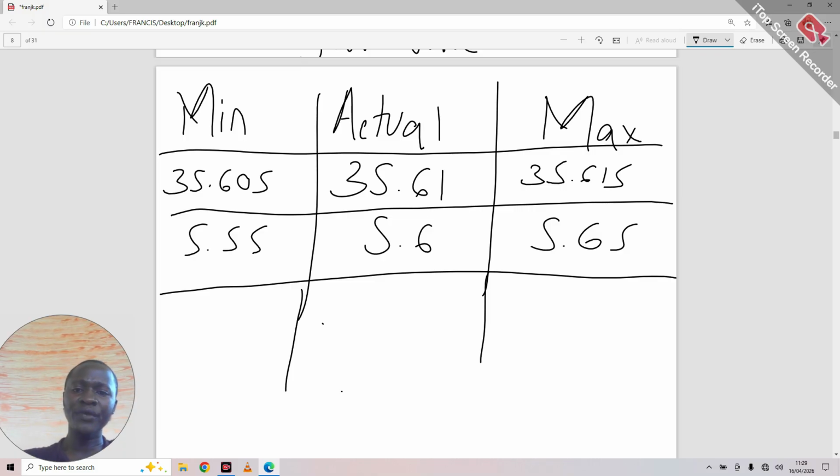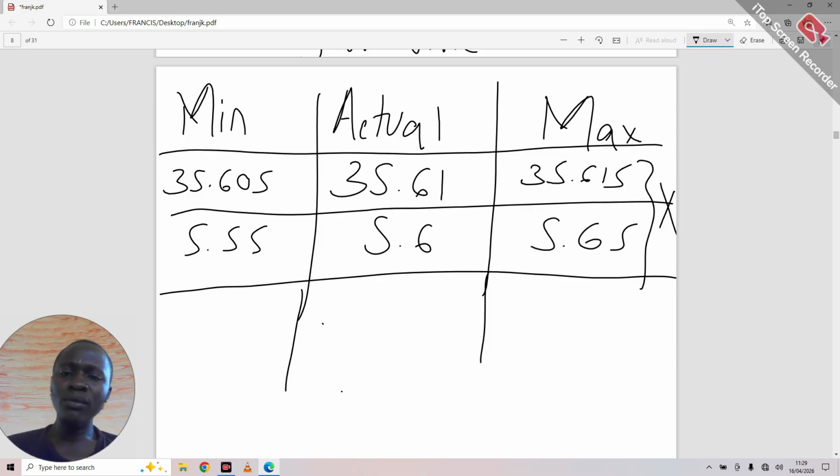So down here is what we shall write. Or maybe at this other far end, you can just indicate multiplication. At the far end of your right hand, you can just indicate the multiplication sign, the X. Now, so let's multiply. Under the maximum, let's multiply 35.615 multiplied by 5.65. What are we getting there? Just write everything.